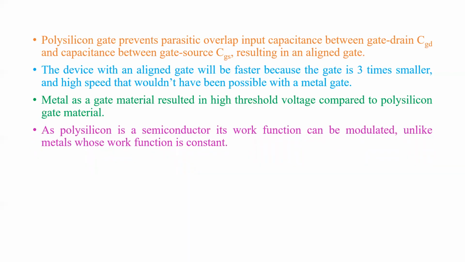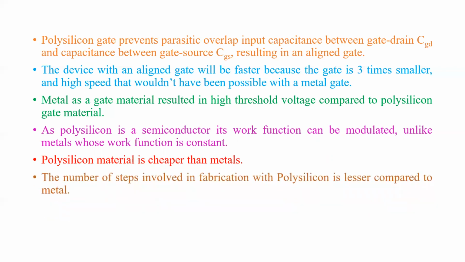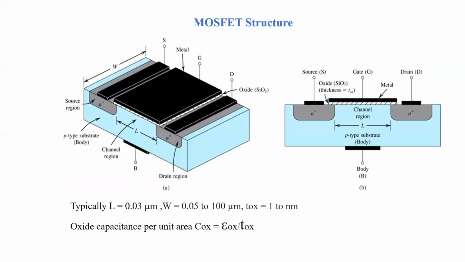Another good advantage is that polysilicon is a semiconductor. We know that for a semiconductor, by varying the doping concentration, the work function can be tuned, whereas for metals, the work function is constant. Polysilicon material is also cheaper than metals, and the number of steps involved in fabrication with polysilicon is fewer compared to metal.